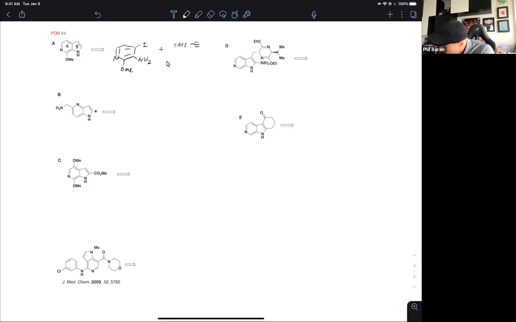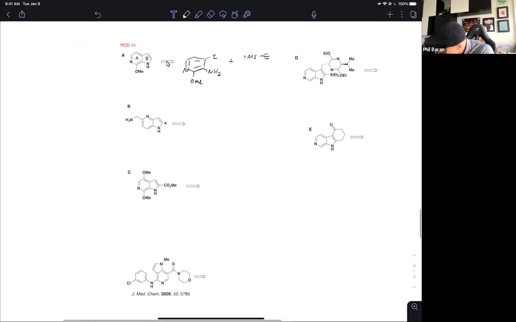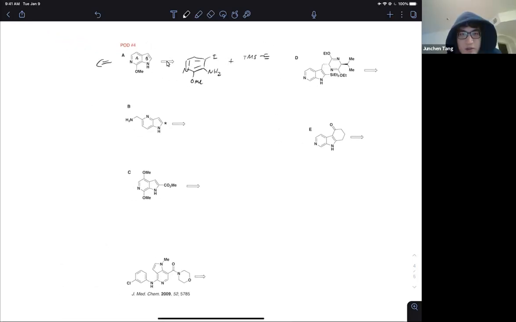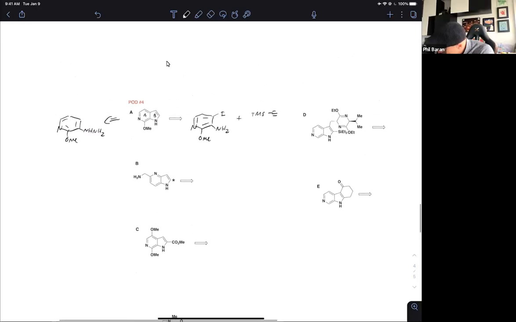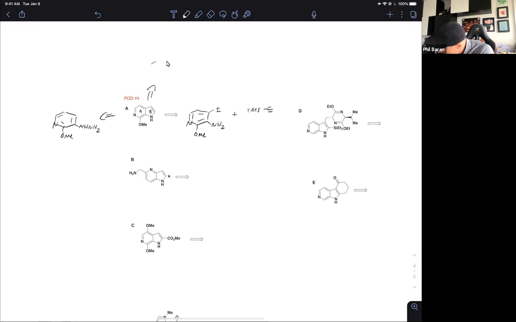Is there another way we can do this? Fischer, maybe. Sure. Or you might just find when you check SciFinder that this compound is cheap as chips and do a Bartoli. Any of those are fine.